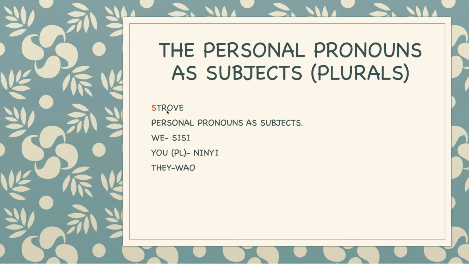So last week, we covered the singular version of the personal pronouns as subjects, and this week, we're going to be looking at the plural pronouns. So when you want to say we, you will say sisi. And then when you want to say you in plural, it's going to be ninyi. And then when you want to say they in plural, it's going to be wao. Okay, so these are simply personal pronouns when they are acting as subjects, but we still need these plurals to be subject prefixes also. So let's go ahead and look at our little chart and see how that is going to look like.